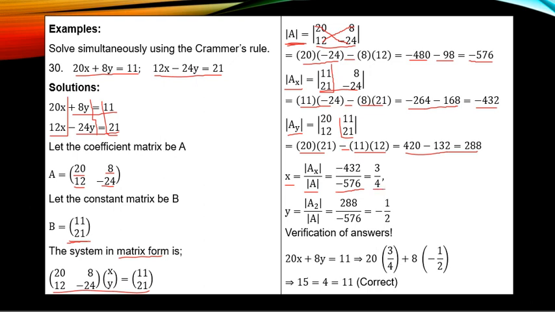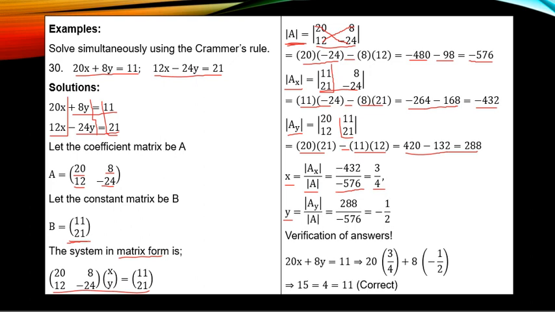To get Y, you divide determinant of A sub Y by determinant of coefficient matrix. So you have this result, and when you reduce, you have 1 over 2. So the value of S is 3 over 4, and the value of Y is minus 1 over 2.